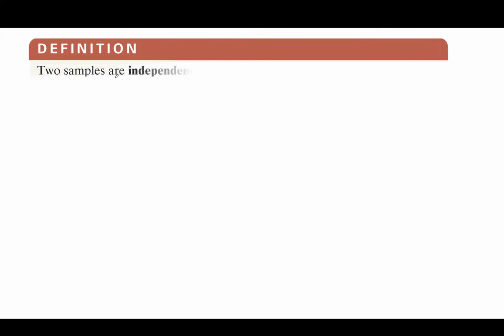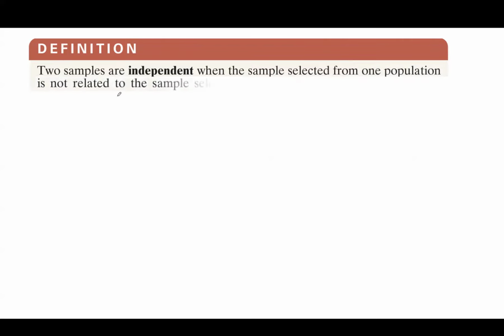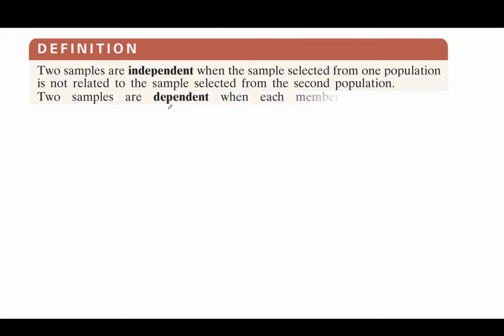Two samples are called independent when the sample selected from one population is not related to the sample selected from another population. Otherwise, if there is some sort of association between two samples, you call it dependent. Two samples are called dependent when each member of one sample corresponds to a member of the other sample.